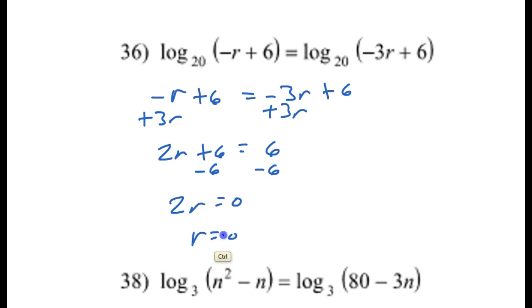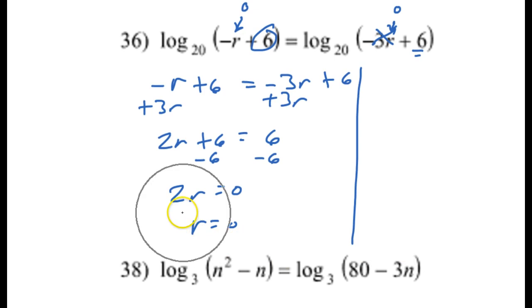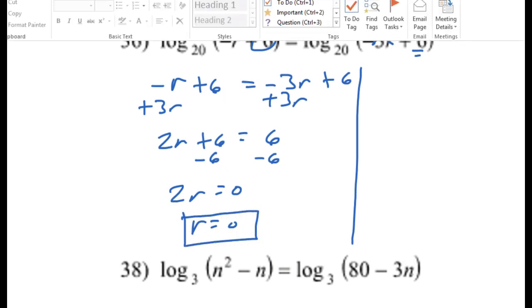Now, you can't take the log of 0. Does that mean that this is automatically extraneous? Well, not necessarily. If we plug in 0 right here, for example, we still have 6. So that's okay. And it's the same thing over here. If I plug in 0 right here, this term is gone, but we still have 6. So the solution r equals 0 is valid. It's not extraneous.